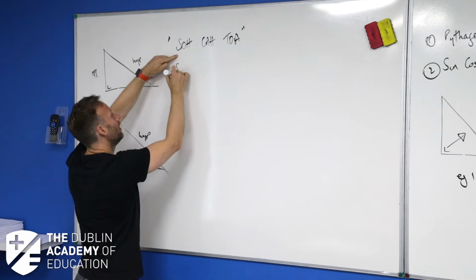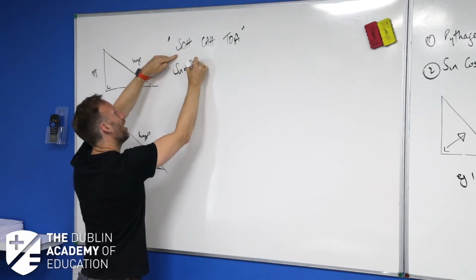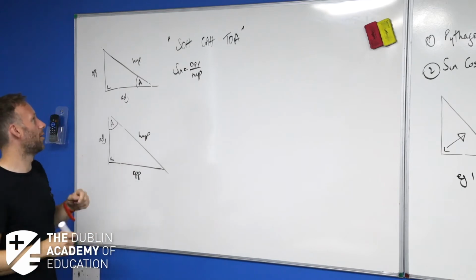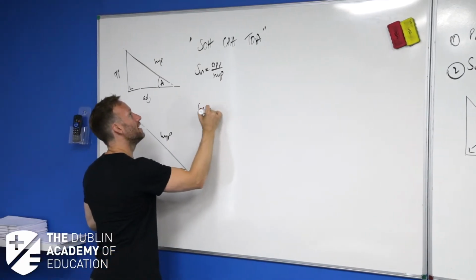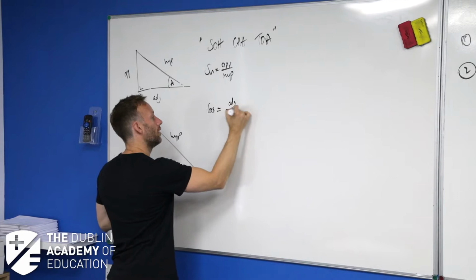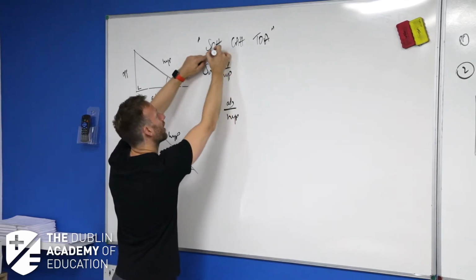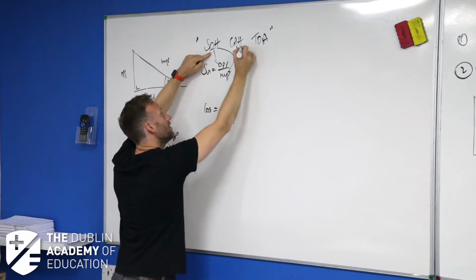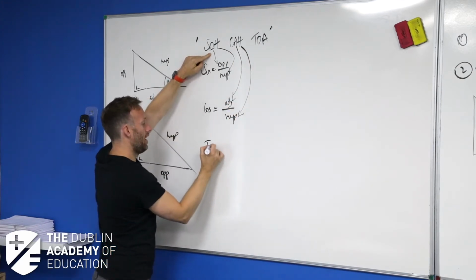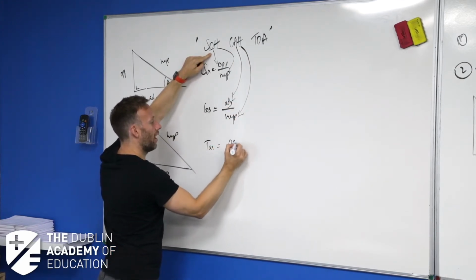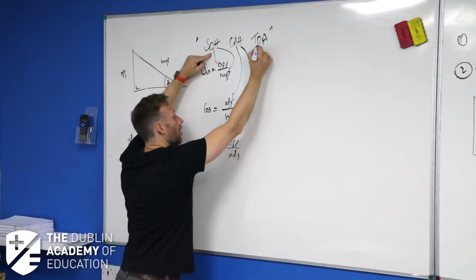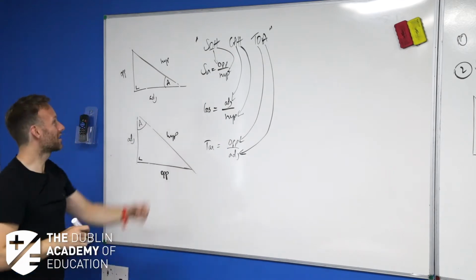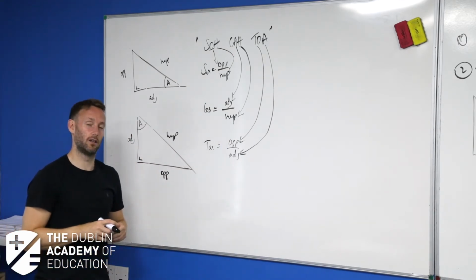It's basically saying that sine is equal to the opposite over the hypotenuse. So the sine function is equal to the opposite over the hypotenuse. Cosine is equal to the adjacent over the hypotenuse. So just look at the letters. O, opposite. H, hypotenuse. A, adjacent. H, hypotenuse. And then tan is equal to opposite over adjacent. O, opposite. A, adjacent. And that's how we use our SOHCAHTOA.